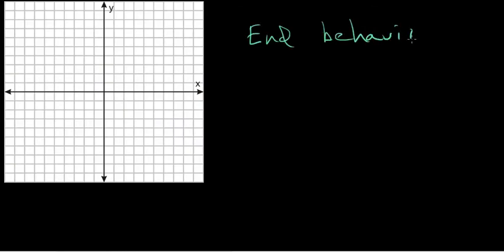okay? So we're going to look at end behavior. End behavior. So the end of each graph of a polynomial function is either going to go up or down. That's what the end of the graph is going to do. They're either both going to go up or they're both going to go down, or one's going to go up, one's going to go down.